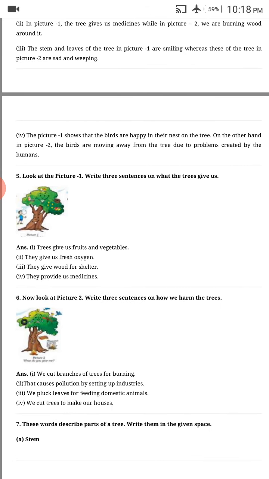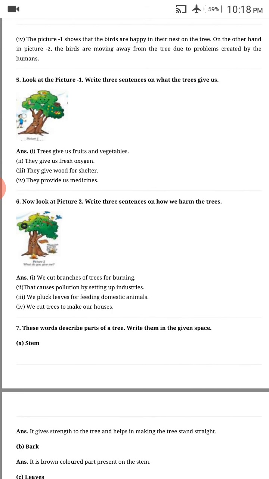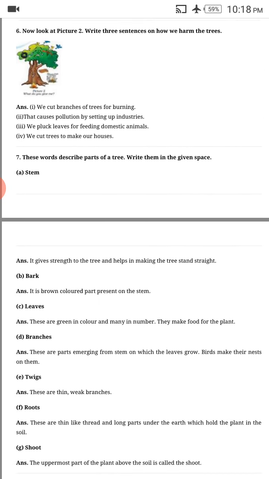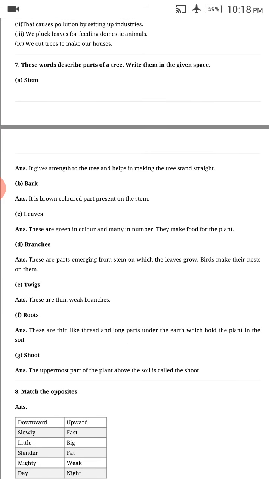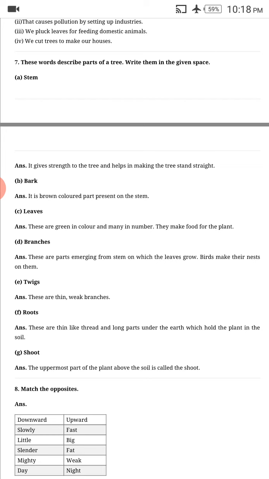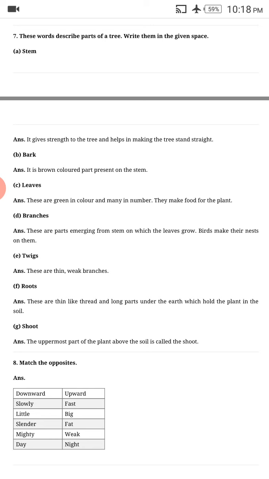Now we write here these words describing parts of a tree, right? Write them in the given space. Now all the words given are the parts of the tree. You have to write them in your textbook, okay?